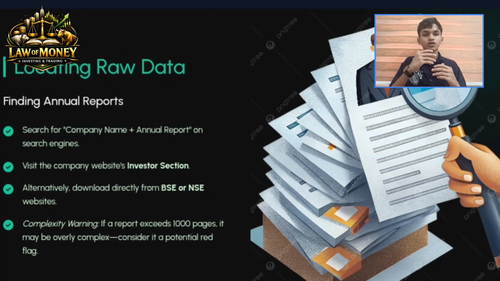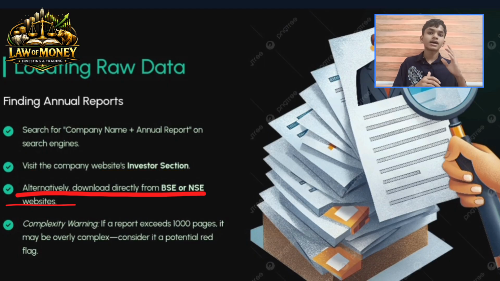Finding the truth requires you to go straight to the source, and that means the annual report. This is basically the company's rambling diary where they try to look good while legally being forced to tell the truth. You can find this on search engines, the investor relations tabs of any corporate website, or the BSE and NSE portals. Here is a massive red flag.